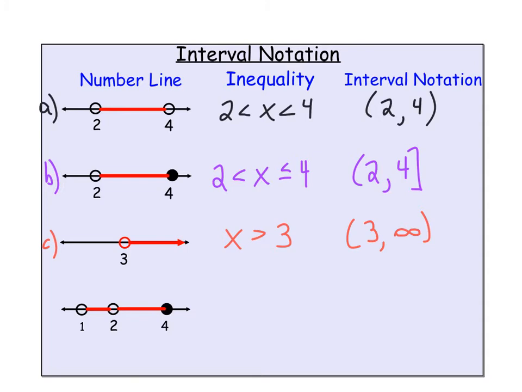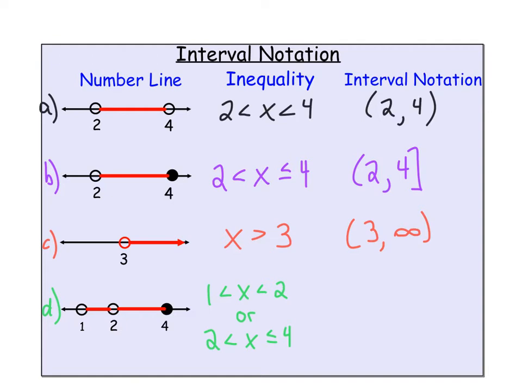Okay, and then we have one more. Let's call that D. This one actually has 2 different intervals. The first piece is all numbers from 1 to 2, not including either one, so 1 is less than x is less than 2. Or there's another group of numbers between 2 and 4, not including 2, but it can equal 4. There's a colored-in circle at 4. So we could write it as an or statement like that.